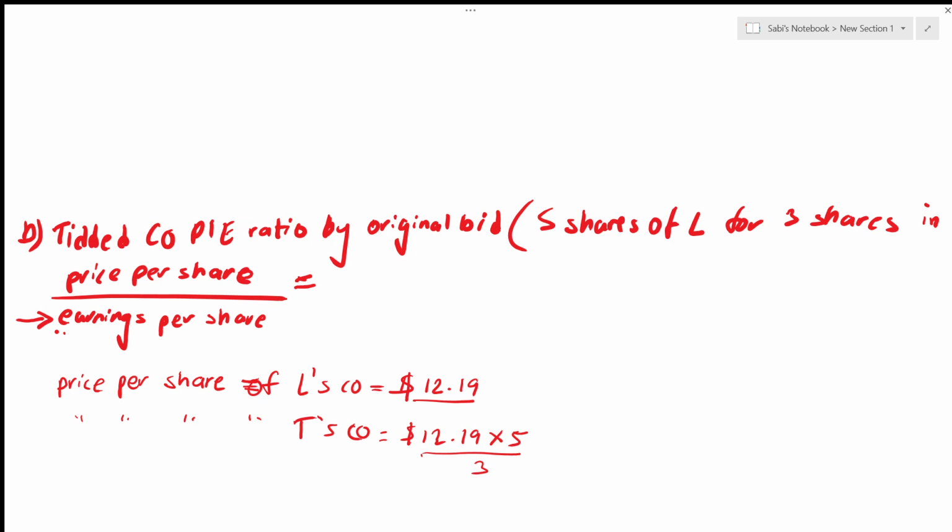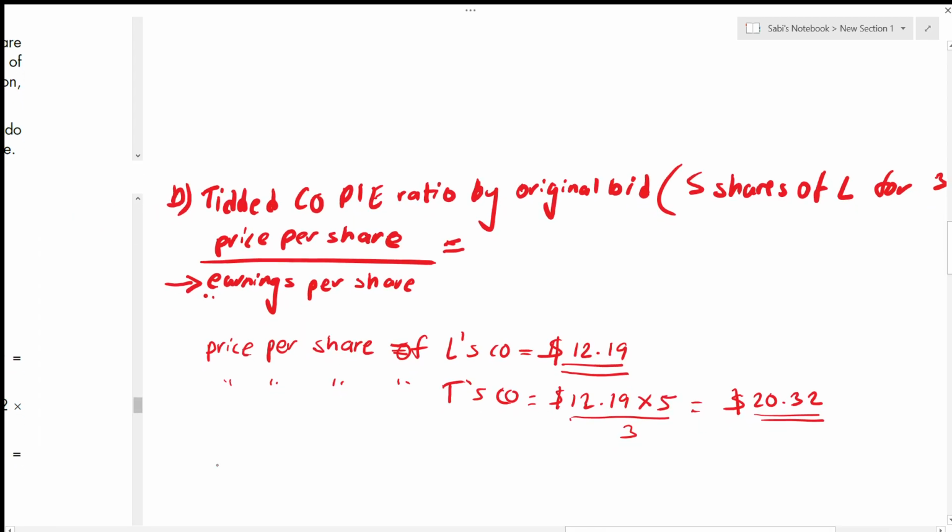So you will get it dollar. Let me double underline because these are the answers. 20.32. So this is the value of price per share of T company. Now what do we have to get? We have got the price per share. Now we need to find the earnings per share, right? What is T company's earnings per share? This is the denominator you're finding. EPS.